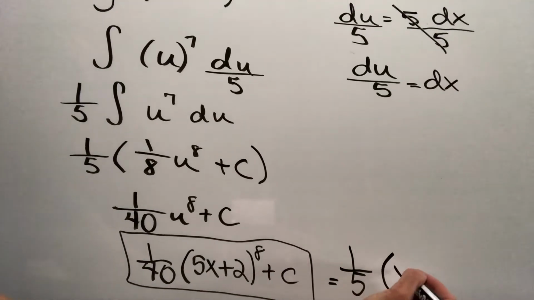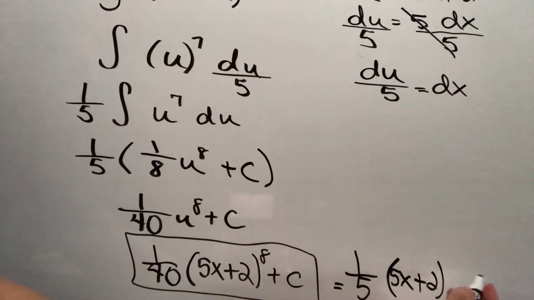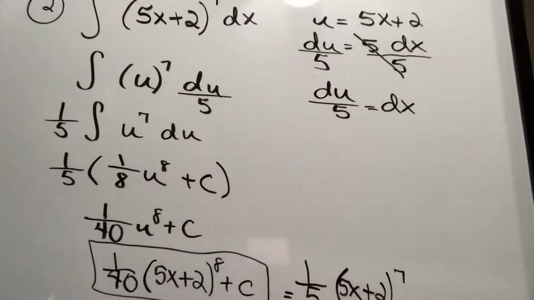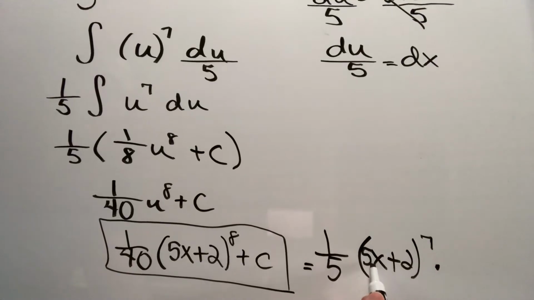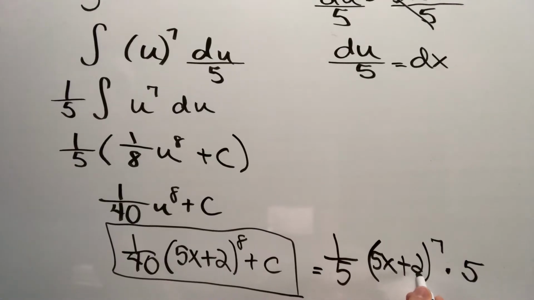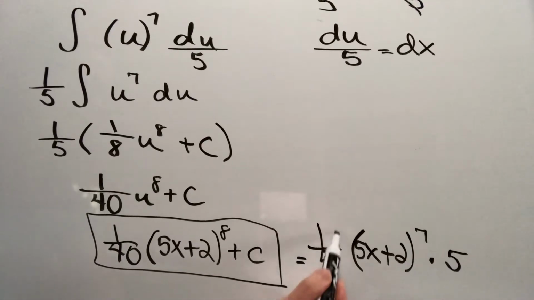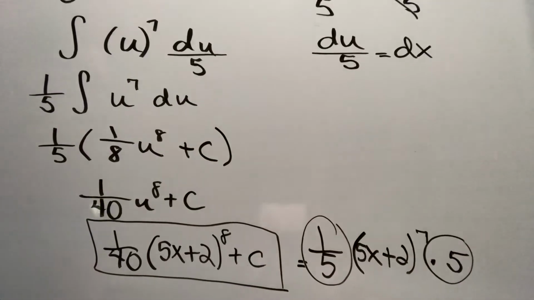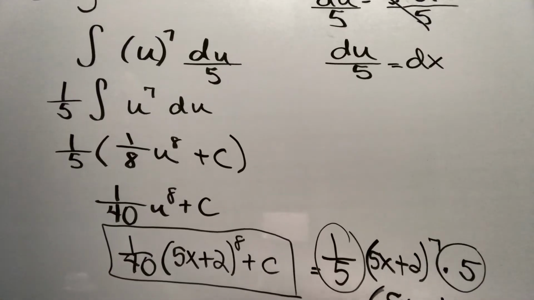Then we would keep the inside the same, so that would be 5x plus 2 to the, now after you take the derivative, remember it's the 7th power, it's 1 less. And then also you have to multiply that by the derivative of the inside. So the derivative of 5x would be 5, and the derivative of 2 would be 0. So it's just 5. Okay, so now look at the fact that you have a 1/5 at the beginning and a 5 at the end. So you would multiply those. So 1/5 times 5 would be 1. So you would end up getting just 5x plus 2 raised to the 7th power.